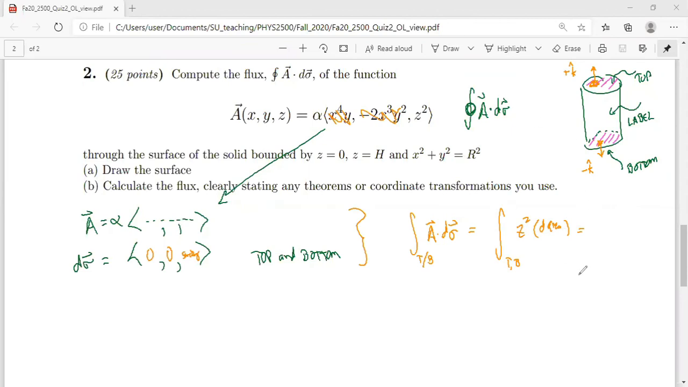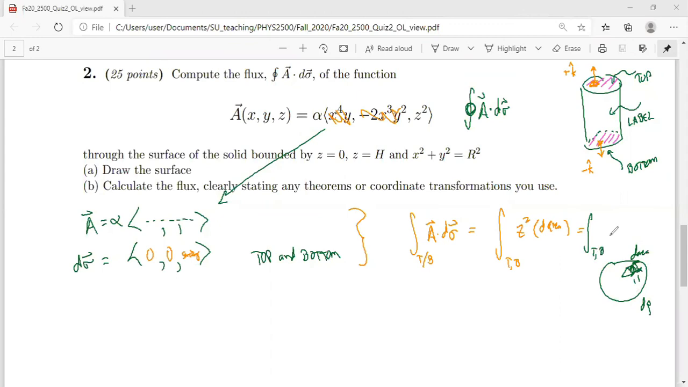So let me look at the top-down view of this. And we probably want to use cylindrical coordinates. This is a little bit of d area. That part is d rho, right? I'm moving a little bit in the radial direction. What's this part? Rho d phi. Exactly, rho d phi.